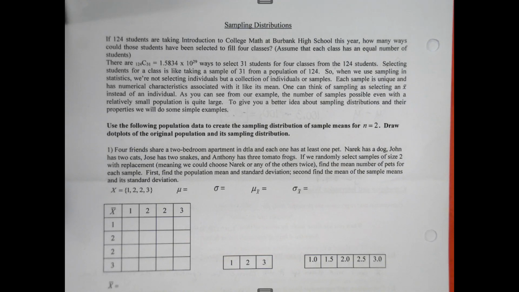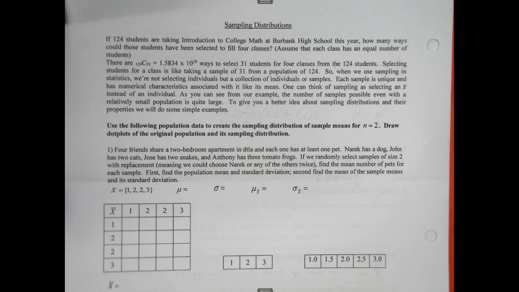Selecting students for a class is like taking a sample of 31 from a population of 124. So when we use sampling and statistics, we're not selecting individuals, but a collection of individuals, or a collection of samples. Each sample is unique and has numerical characteristics that are associated with it, like its mean. One can think of sampling as selecting a mean instead of an individual. As you can see from our example, the number of samples possible, even with a relatively small population, is quite large.